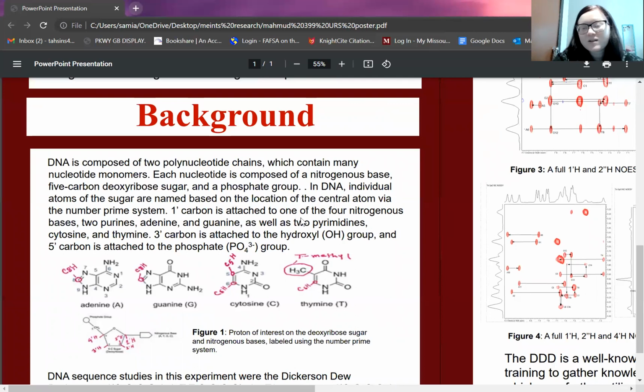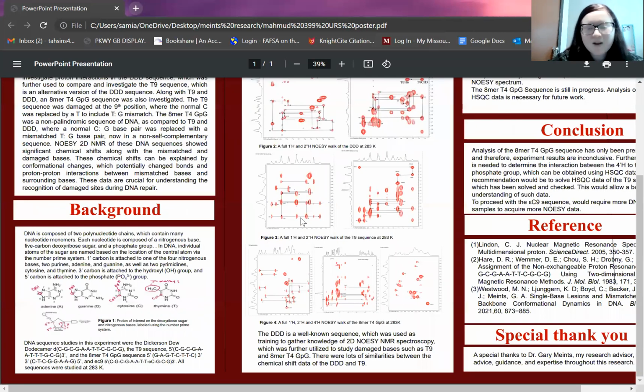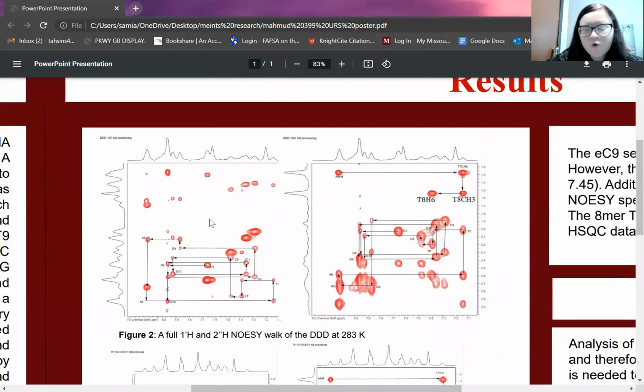So to begin with the Dickerson dodecamer sequence, my data is right here. On the left, I have my 1' walk, and on the right, I have my 2 double prime walk. This is a very well-known, well-studied sequence. We use the sequence to our advantage to learn how NOESY two-dimensional NMR works and how to complete a successful walk.